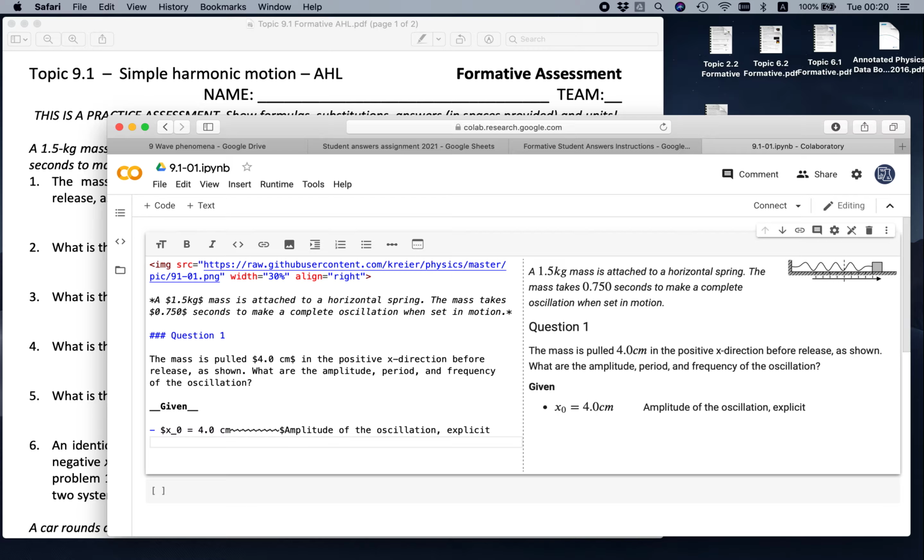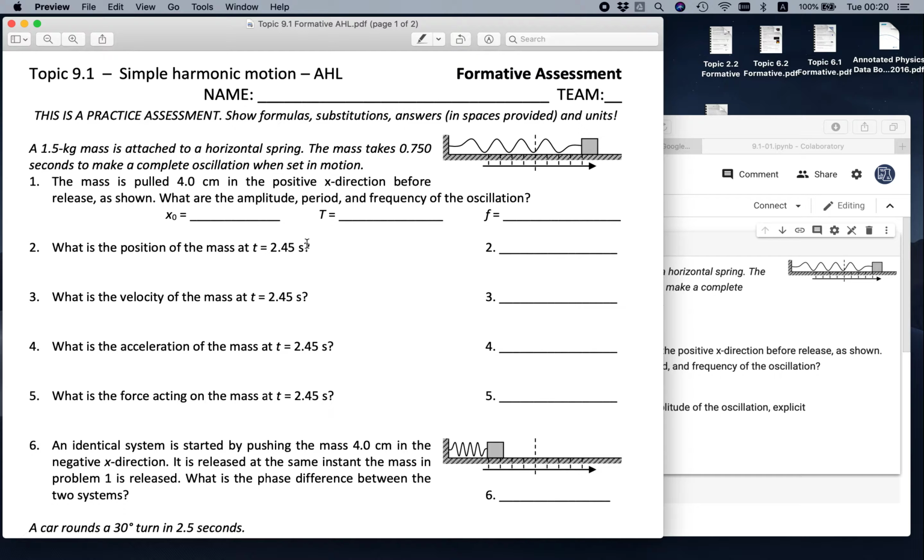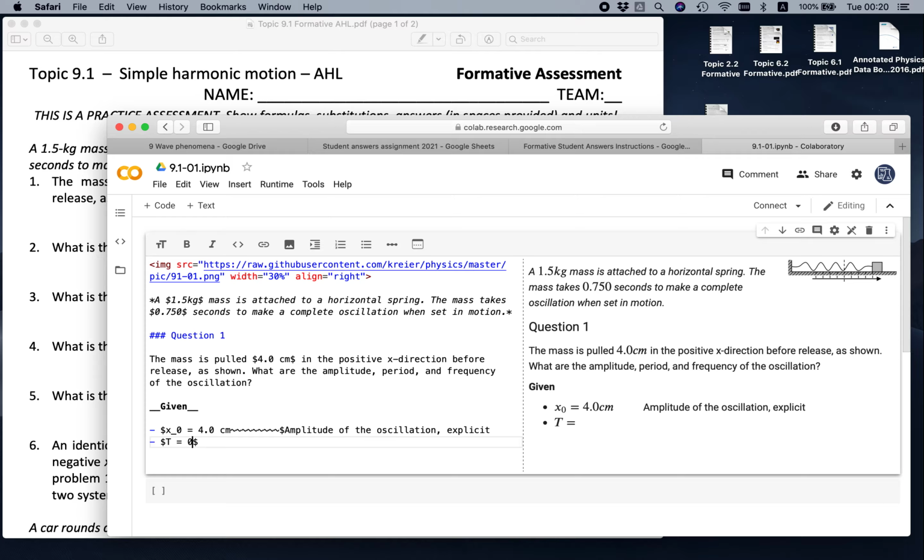Second, we want to know the period. The symbol for period is T, and that's the time it takes to completely go from the starting point, make a complete oscillation, coming back. It takes 0.75 seconds to make a complete oscillation. Well, this one is also given: 0.750 seconds, the period of the oscillation, explicit. Not much of a task here.